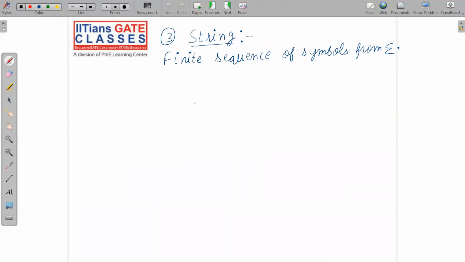Next is string. String is nothing but a finite sequence of symbols from sigma. Please keep these terms in mind. From sigma, you have to take a finite sequence of symbols. If I say the string is abc, can you say this is a string? No, you cannot. You first have to specify what exactly sigma is.